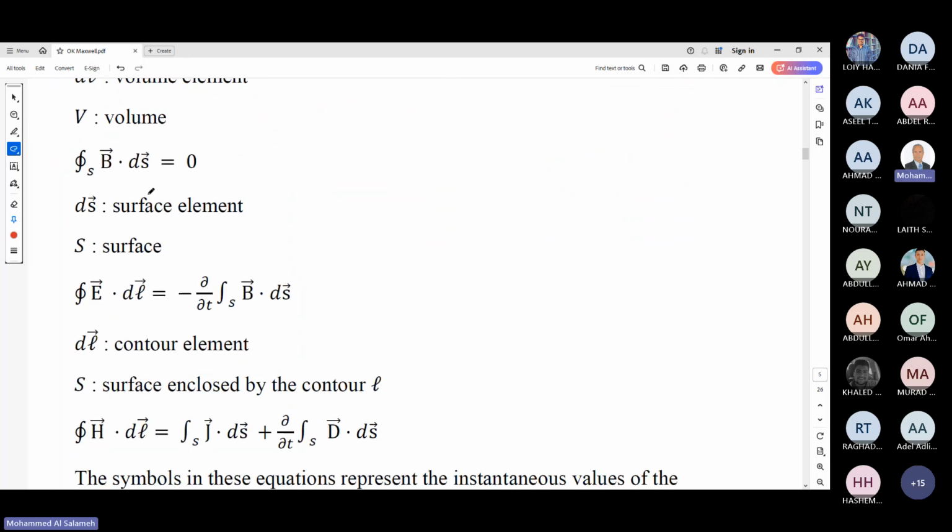And similarly, since the total magnetic charge is equal to 0, if you integrate B over a closed surface, you will obtain 0, because this is the charge enclosed. There is no magnetic charge. So it is 0.